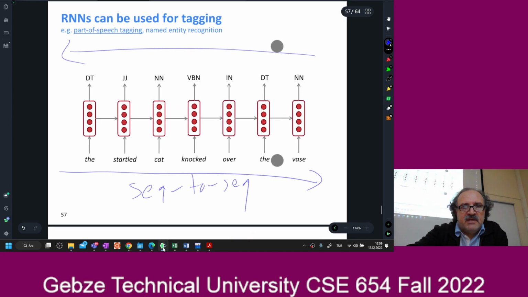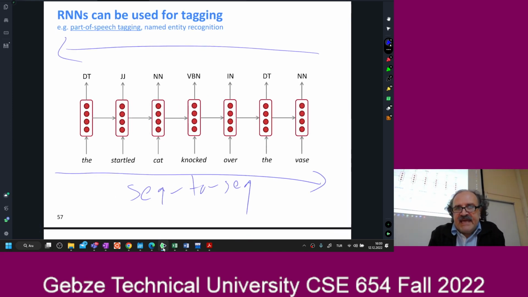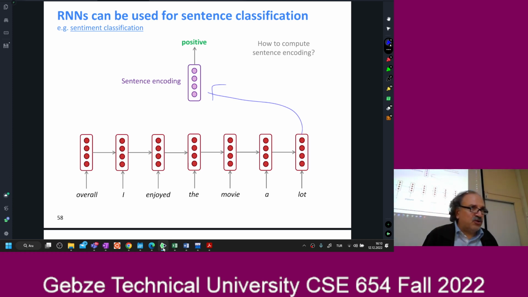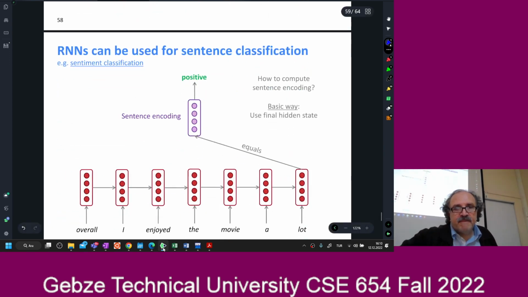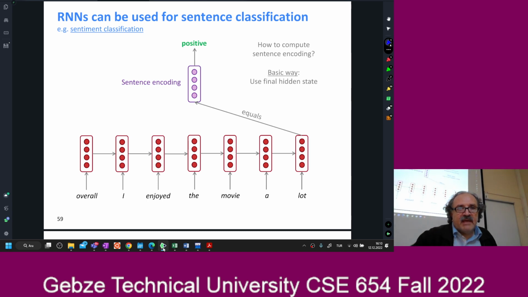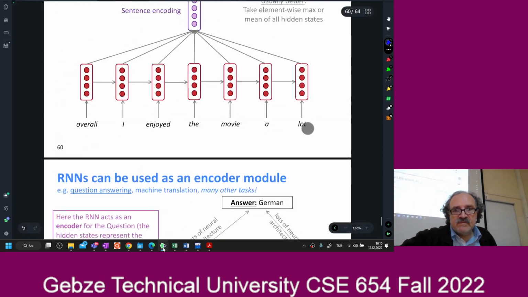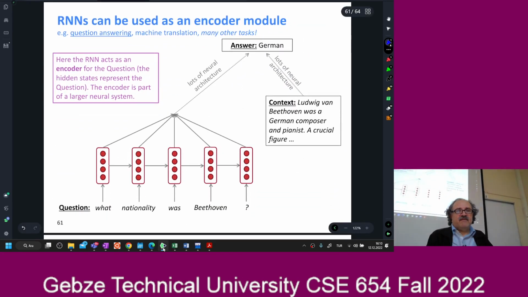It is used for sequence tagging, like we did before, or sometimes they can be used for parsing too. And they can be used for sentiment assignment. "Overall, I enjoyed the movie a lot." This one is outputting a score after reading the whole sentence. It's called sentiment classification. And RNNs can be used for question answering.